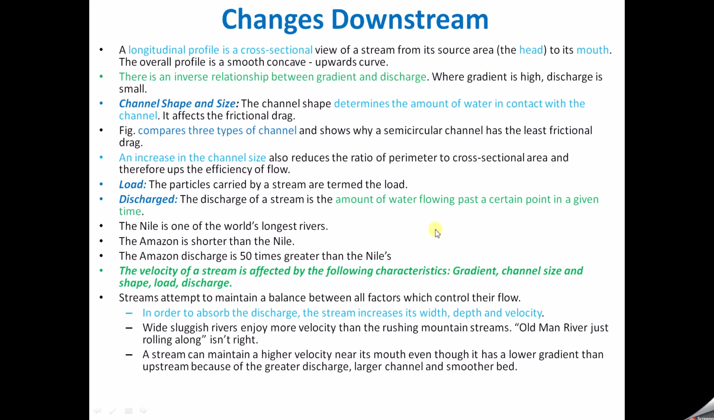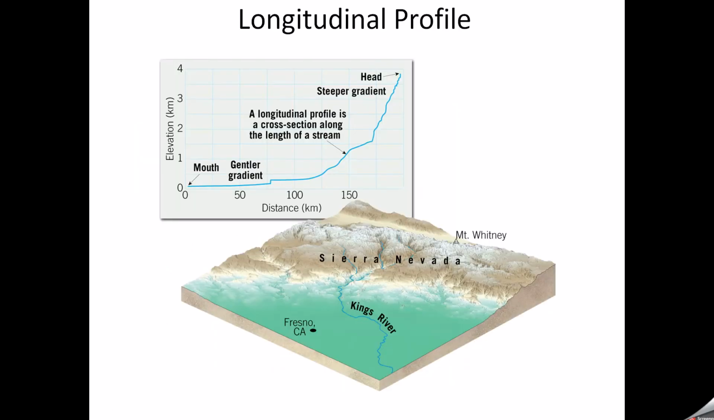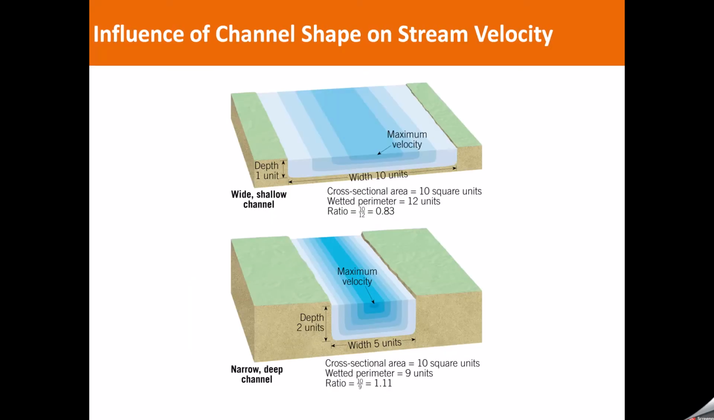So let's look at the relation between these changes down the stream. Here, let me explain this: the influence of channel shape on stream velocity. Here we have a wide channel, 10 units wide and 1 unit deep. Here we have another channel, narrower, with 5 units width and 2 units depth.